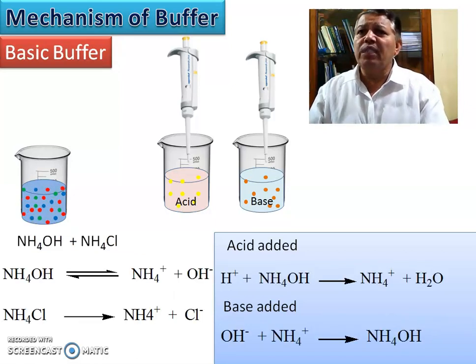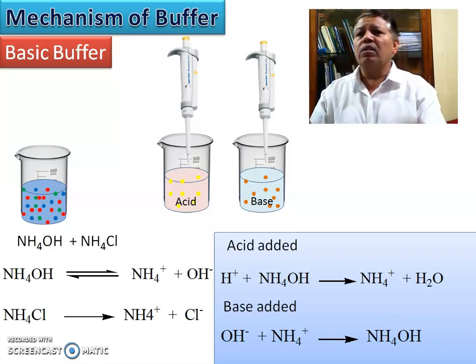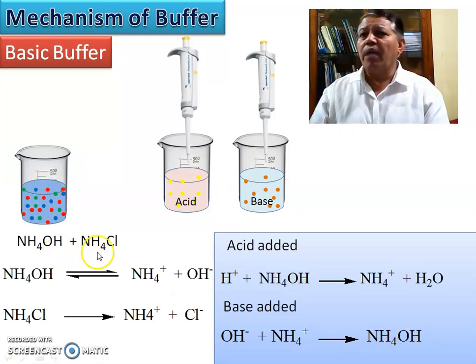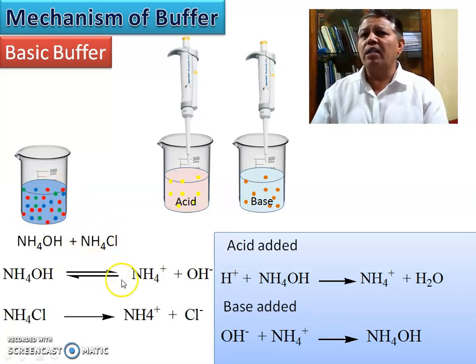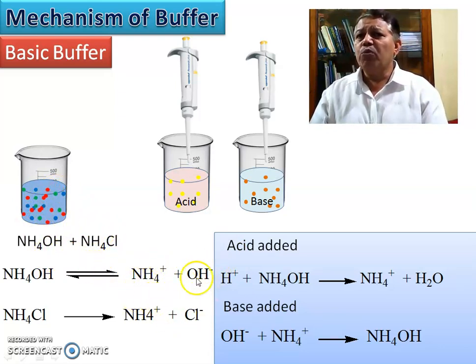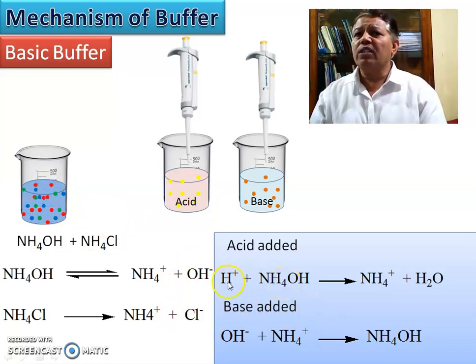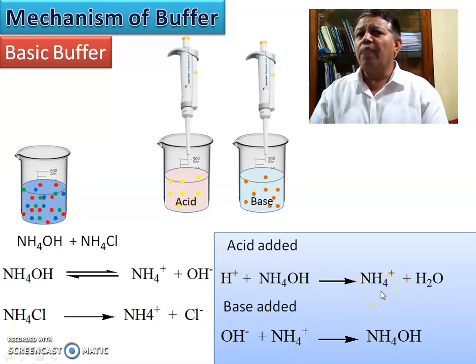Now, in the case of the basic buffer, ammonium hydroxide and ammonium chloride are mixed together, and these ions move freely and randomly as ammonium ion plus OH ion plus chloride ion. These three types of ions are moving in the solution, and when an acid is added, ammonium hydroxide reacts with hydrogen ion to form ammonium ion, and when a base is added, we get ammonium hydroxide. In this way, not much change takes place in the pH of the solution.